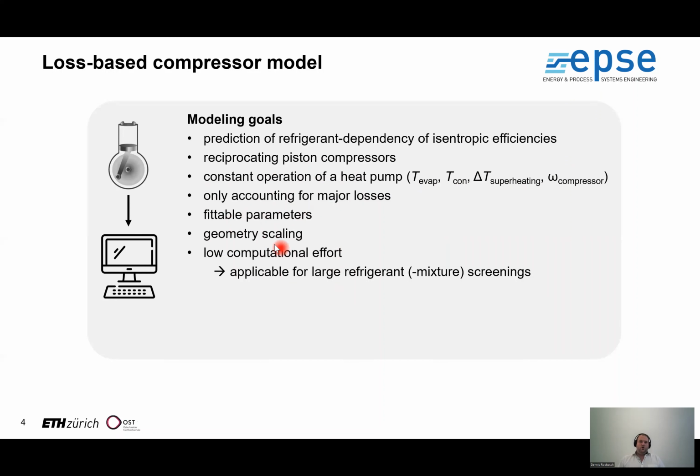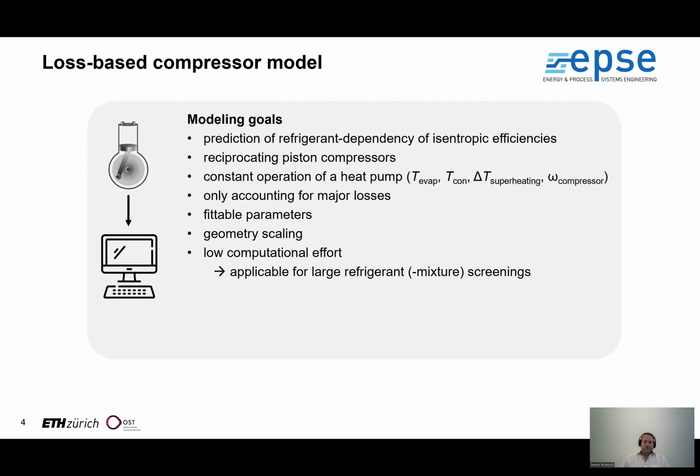Yeah, most important, it shall require low computational effort. So we do not aim for highly accurate prediction of the efficiency at a certain operation point and with a certain fluid. This model only shall predict the differences in compressor efficiency due to refrigerant properties. And low computational effort is a requirement so that this model will be used in practice.